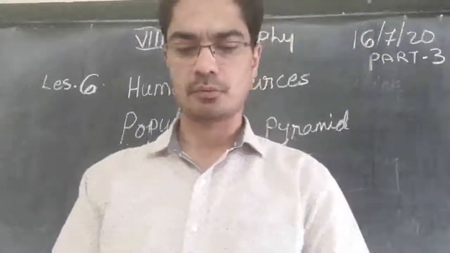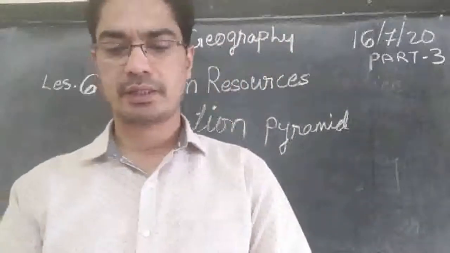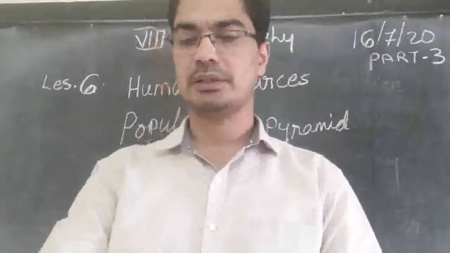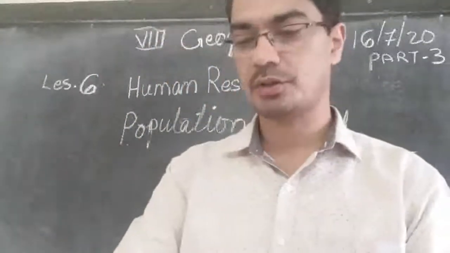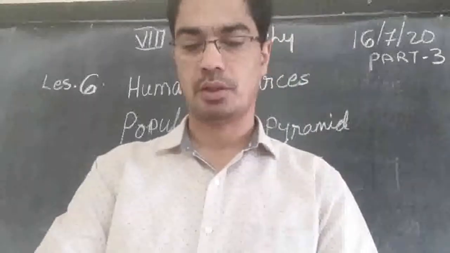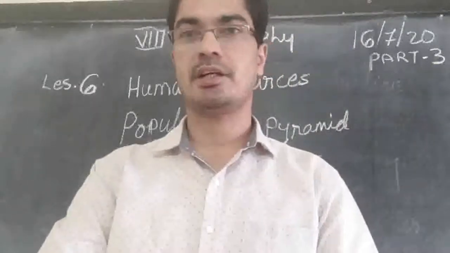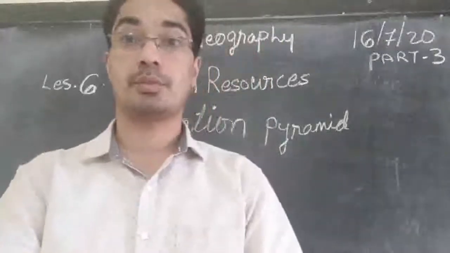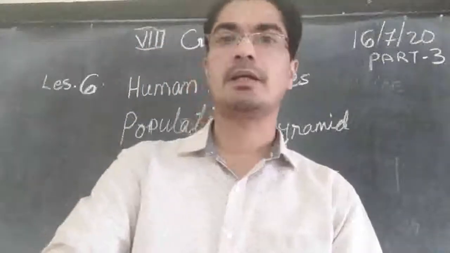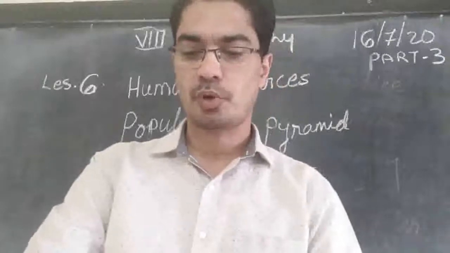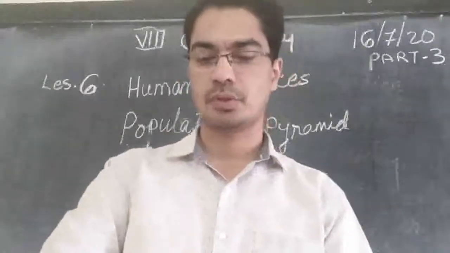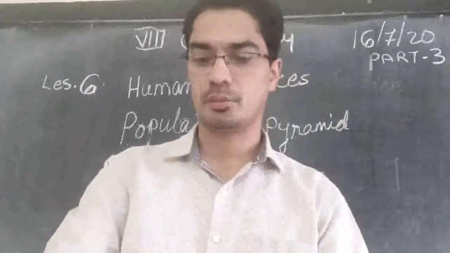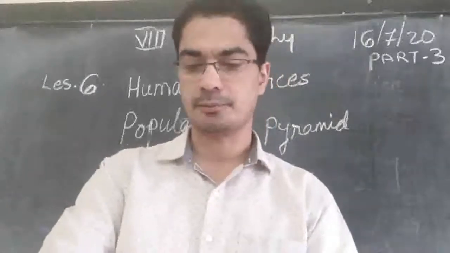Then second one. Which are the three main factors that cause population change? Number B. Births, deaths and migration. Then number 3. In 1999, the world population reached how many billion? 6 billion. Number C. 6 billion.